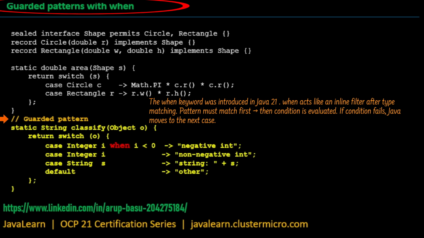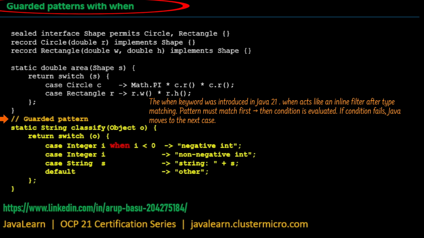And in the third line we have case String s arrow "string" plus s. Okay, so it matches if o is a String, then binds it to s and concatenates it to the label. The pattern extracts the actual string value for use in the result. And in the fourth line, default -> "other". Okay, default then arrow other.